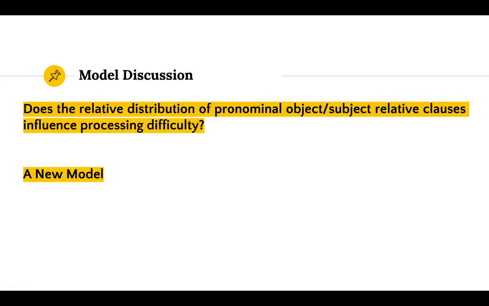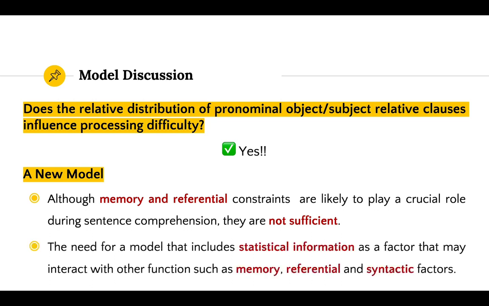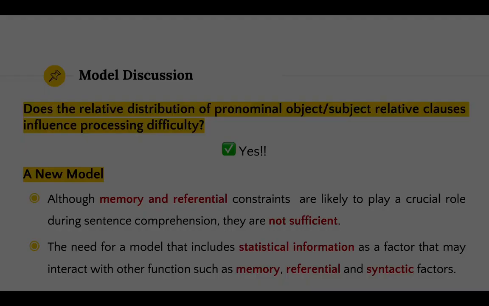So when it comes to the question, does relative distribution of pronominal object and subject-relative clauses influence processing difficulty? The answer is definitely yes. And we can also see that although memory and referential constraints are likely to play a crucial role during sentence comprehension, they are not sufficient to account for our current data. And our current result points to a need for a model that includes statistical information as a factor that may interact with many other different functions such as memory, referential, and syntactic.